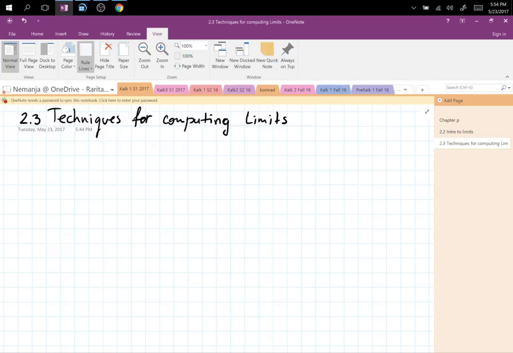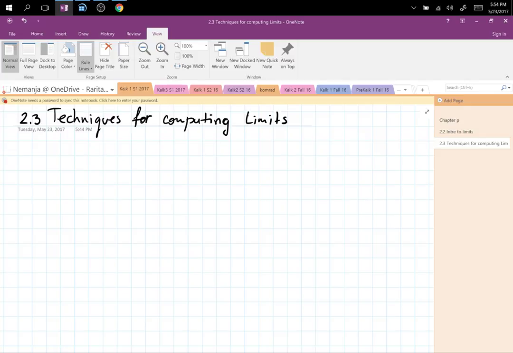Hello and welcome back to Calculus 1, section 2.3, Techniques for Computing Limits. So we're going to dig deeper now into how to calculate limits using algebraic techniques, because not all limits will be simply plug and play or plug and pray, whatever.